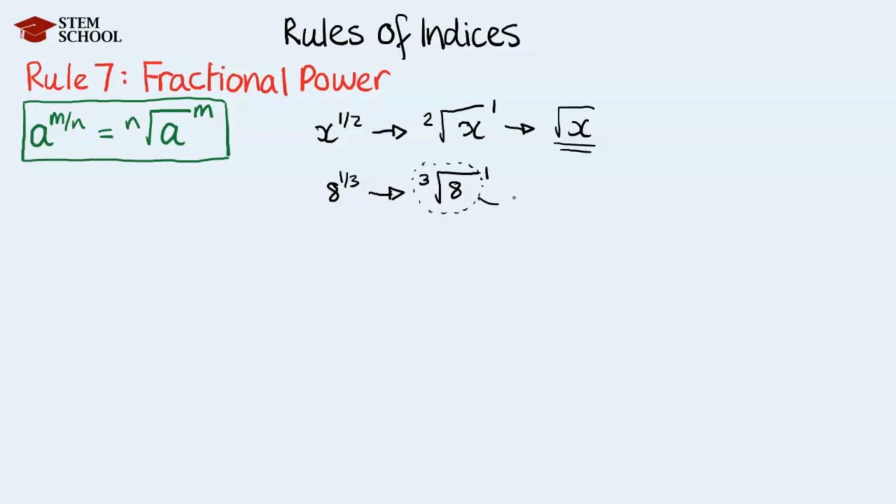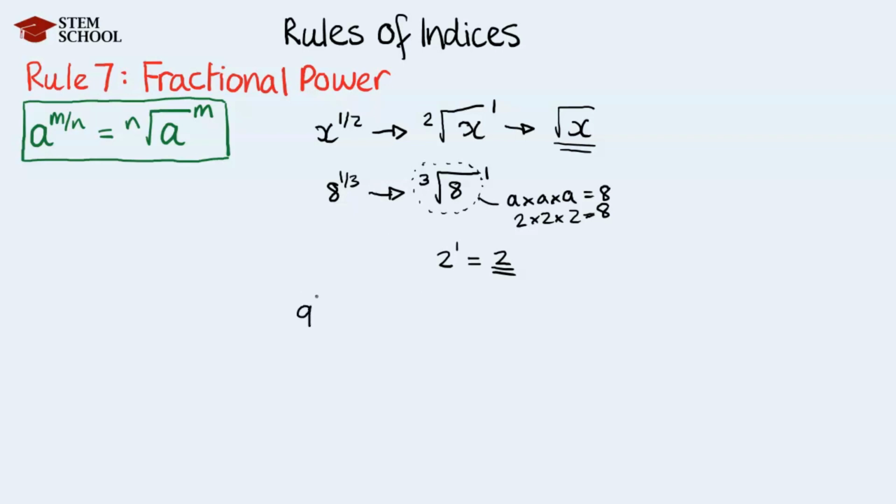So in other words, what times what times what is equal to 8, right? And you'll work out that 2 times 2 times 2 equals 8. So the answer to this section will be 2. Then we deal with the power, so 2 to the power of 1. As I mentioned before, anything to the power of 1 is just equal to itself. So the answer will just be 2. Okay? Now, let's do a harder example.